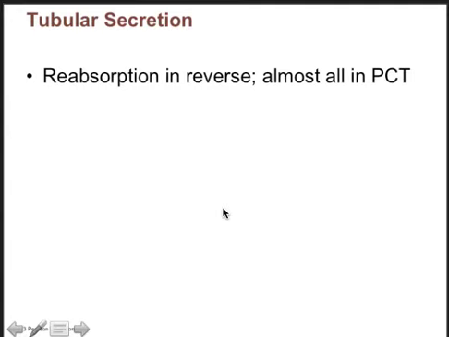Reabsorption in reverse is what would describe tubular secretion. Secretion is to put components into the filtrate and eliminate them from the body. Reabsorption is to take components out of the filtrate and put them into the bloodstream or the interstitial fluid. Almost all of this occurs in the proximal convoluted tubule.